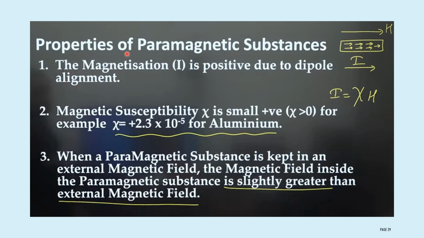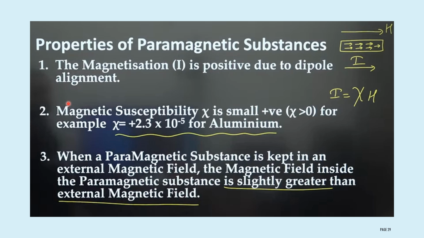Next, properties of paramagnetic substances. First one, the magnetization I is positive due to dipole alignment. When you apply an external magnetic field, the atomic dipoles in a paramagnetic material get aligned in the proper direction. Because of this alignment, they get magnetized. Therefore, magnetization I will be positive due to the alignment of dipole moments.